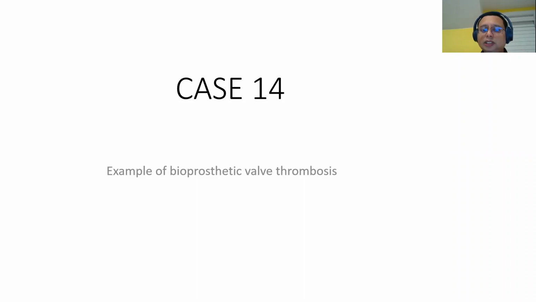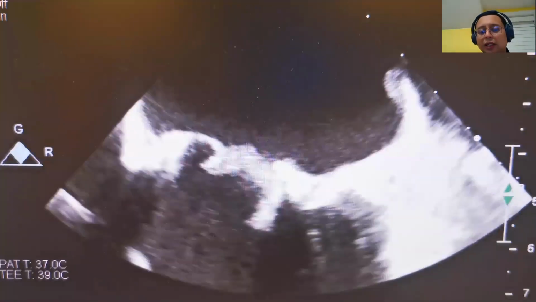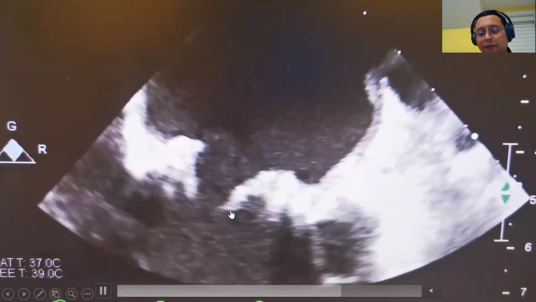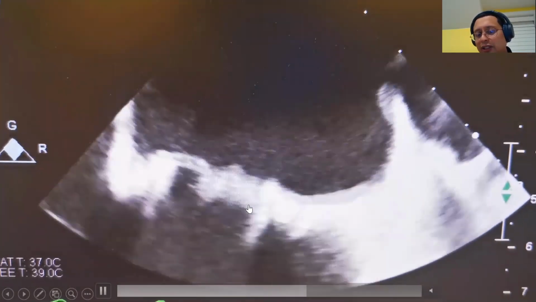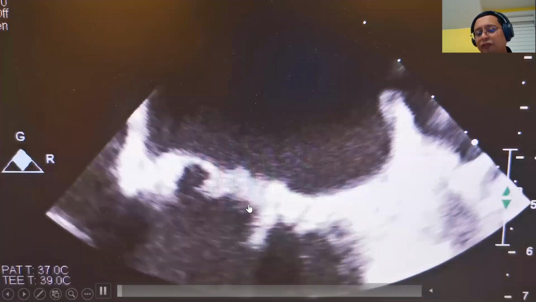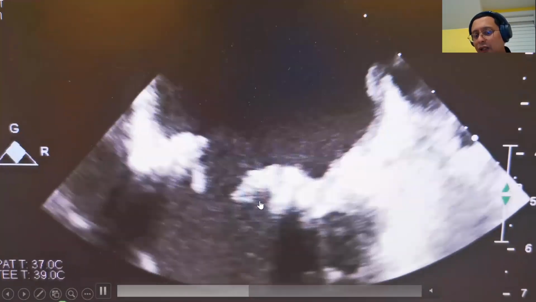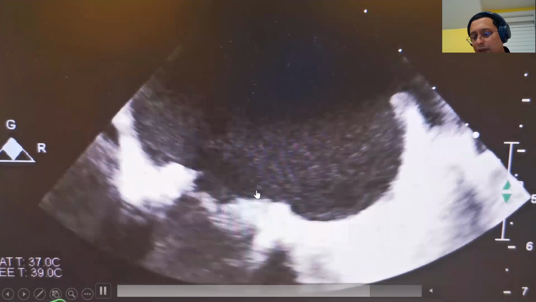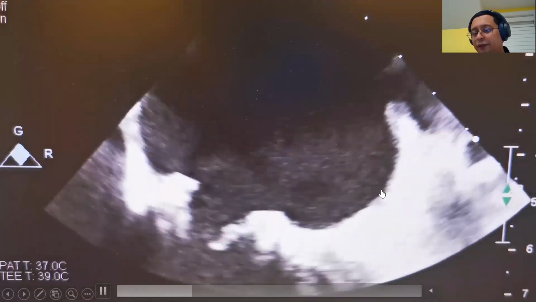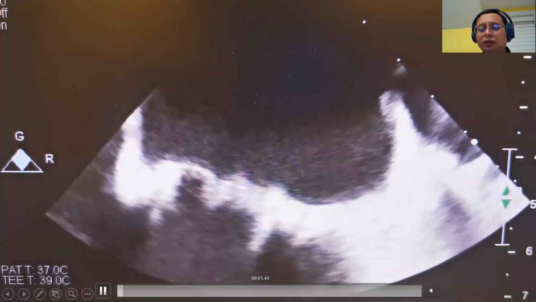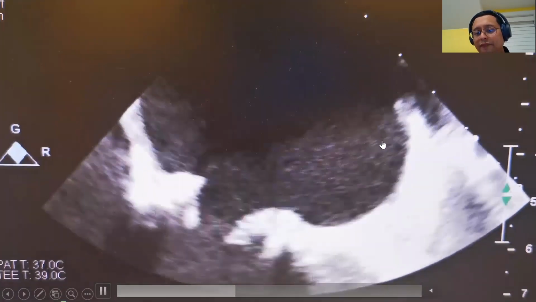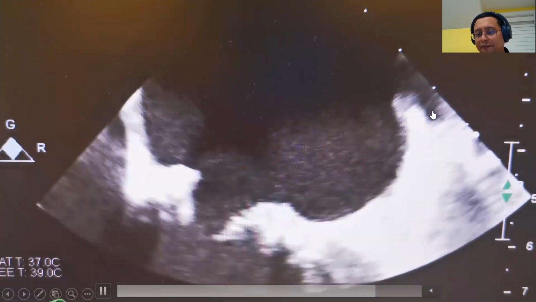So this is a transesophageal echocardiogram example of a bioprosthetic valve thrombosis. This is a bioprosthetic mitral valve. Look at this leaflet here. One of the leaflets is thickened. However, this leaflet is not calcified. I know it appears bright, but if you look at the brightness, it's the same as the heart tissue. So this is not calcification. This is an example of bioprosthetic valve thrombosis on the mitral valve. That is the left atrial appendage there. Okay.